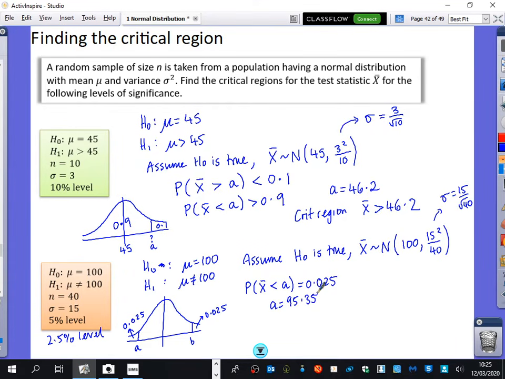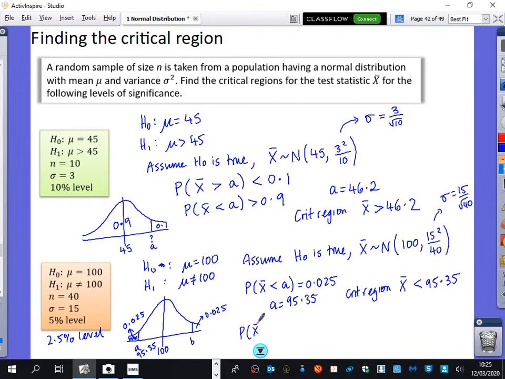And you should tell yourself, does this make sense? Well, it does, because the average is 100, and we've said it's 95.35. So for this critical region, is it that x bar is greater than or less than 95.35? This is the critical region down here, so it's less than 95.35. We then do the same for the other end.